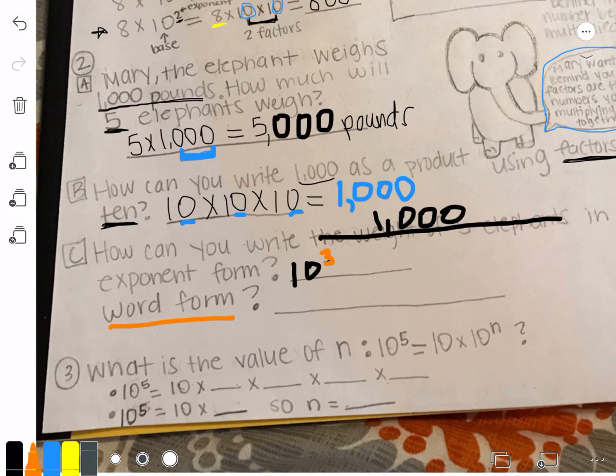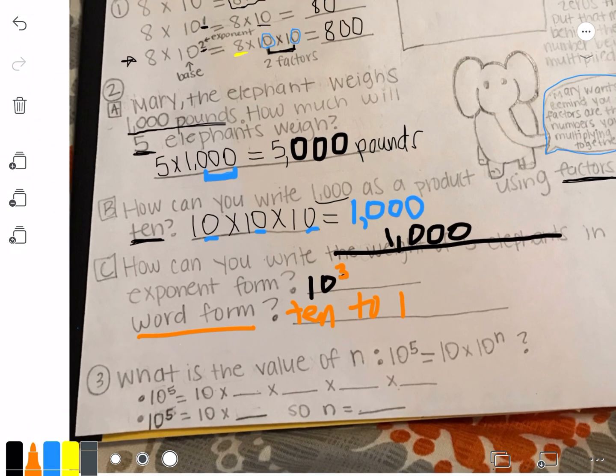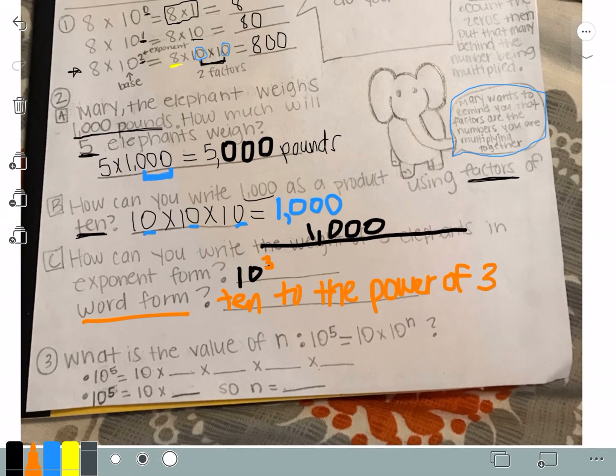Now word form, how do you write 10 to the power of 3 in word form? I just told you. 10 to the power of 3. Boom, there's your word form.